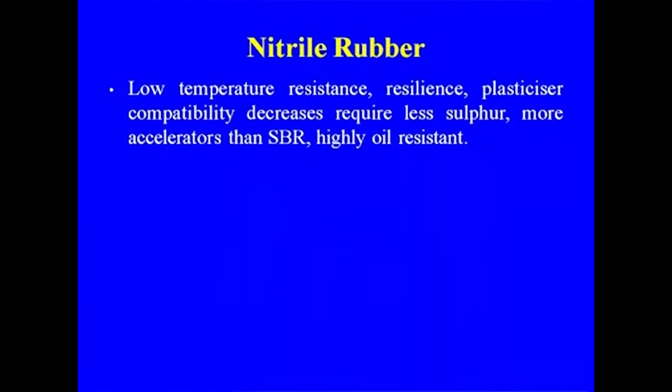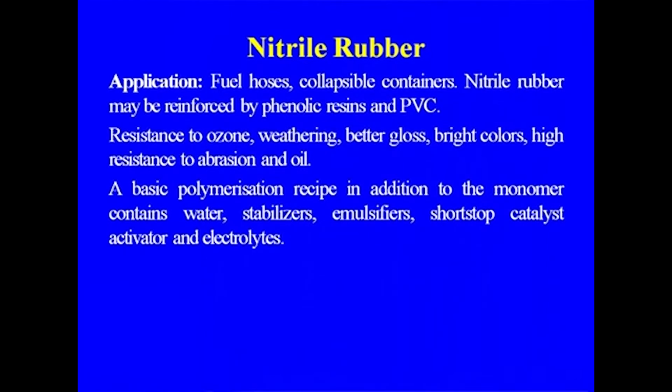Low temperature resistance, resilience, plus plasticizer compatibility decreases, requires less sulfur, more accelerators than SBR, highly oil resistance. These are some of the characteristics of the nitrile rubber. Application: fuel hose, collapsible containers. Nitrile rubber may be reinforced by phenolic resins and PVC. Resistance to ozone, weathering, better gloss, bright color, high resistance to abrasion and oil.